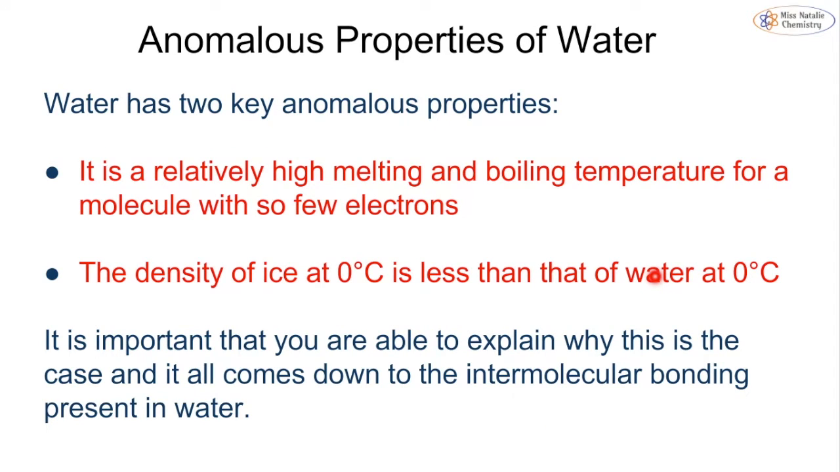If we shift our focus now to water, water has two properties which are anomalous. For a molecule that has so few electrons, it actually has a relatively high boiling and melting temperature. And the density of ice at 0 degrees is less than the density of water at 0 degrees. That is just another way of saying that ice floats on water. In theory, it shouldn't. And we're able to explain these by using the intermolecular bonding that is present in water.